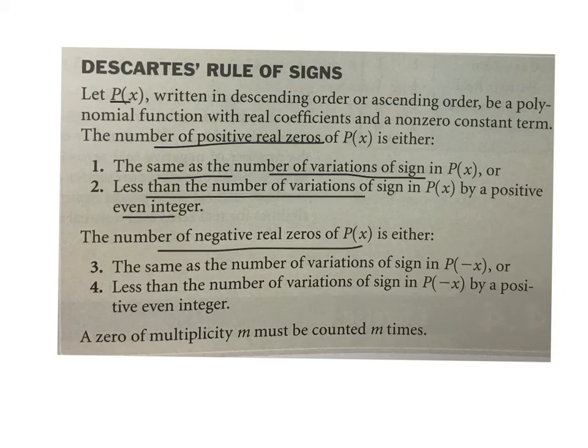The number of negatives, you do the same thing, but you plug in negative x, which means you change the signs of your odd exponents, or it is less than this by an even number. A zero of multiplicity m must be counted m times, so if it's multiplicity 2, you have to count it twice. That sounds so difficult, and it's really so easy. Let me show you an example, and then we're done.